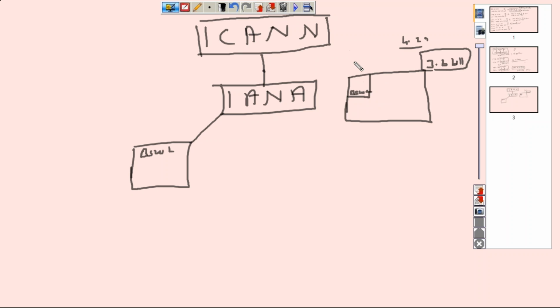For example, let's say they took the 5.0.0.0 to 5.255.255.255 range, right? And they said, okay, I'm giving this to BSNL. So this block of IP addresses has been assigned, and BSNL gets the 5 range, right?